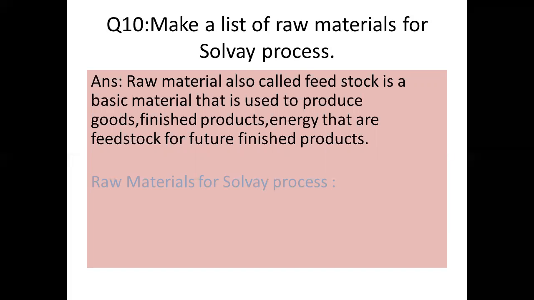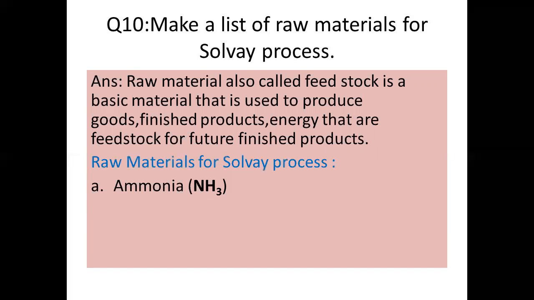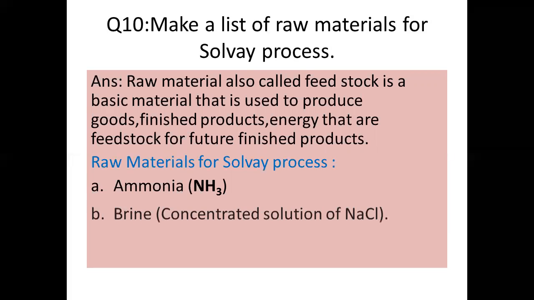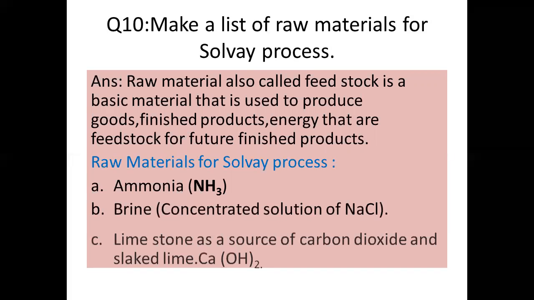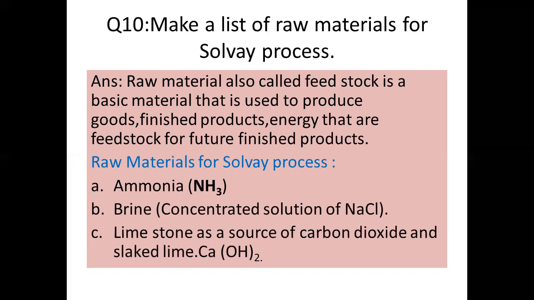So the raw materials for the Solvay process are ammonia solution or ammonia gas, and brine, that is a concentrated solution of sodium chloride, limestone as a source of carbon dioxide, and slaked lime. So instead of using these separately, we will use limestone, which will give us two benefits.